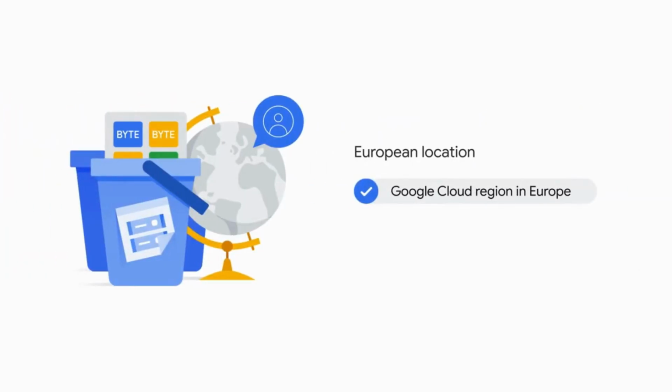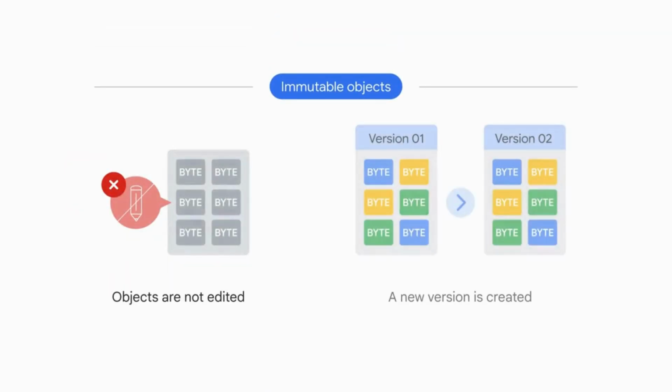For example, if most of your users are in Europe, you probably want to pick a European location, so either a specific Google Cloud region in Europe or else the EU multi-region. The storage objects offered by cloud storage are immutable, which means that you do not edit them, but instead a new version is created with every change made.